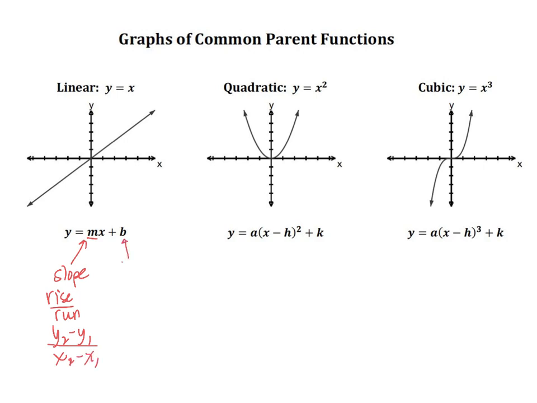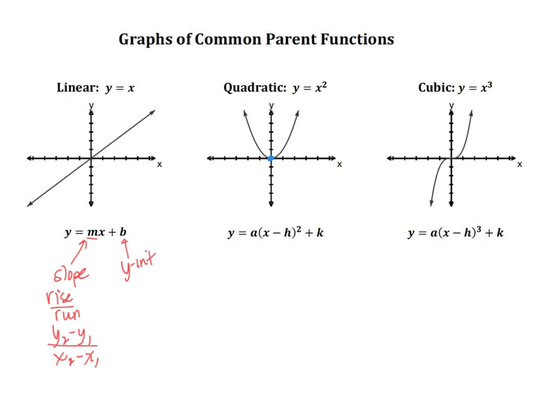B is your y-intercept. That's the place where the graph crosses through the y-axis, right? So that's everything about the linear function that you studied a lot in Algebra 1. And then we have the quadratic function. You've studied that now in Algebra 2 trig and in Algebra 1.